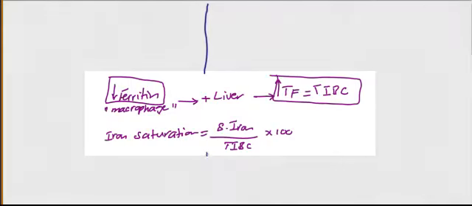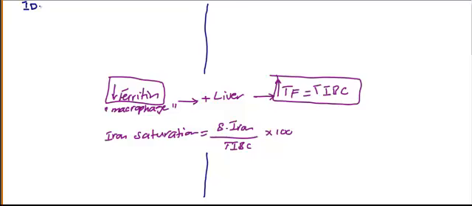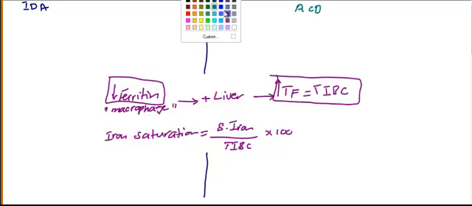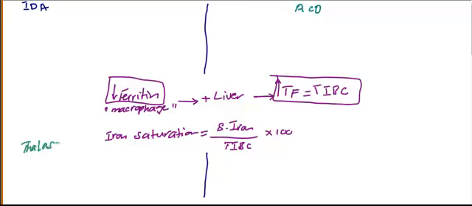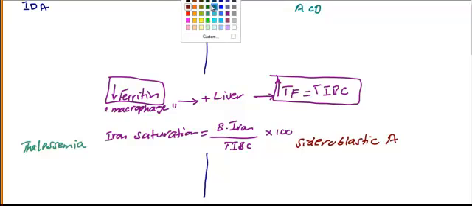Okay, let's divide the page into four. Let's take four examples. First, you have here iron deficiency anemia, and here you have anemia of chronic disease. Here you have thalassemia, and finally here you have sideroblastic anemia. Okay, how about iron deficiency anemia?